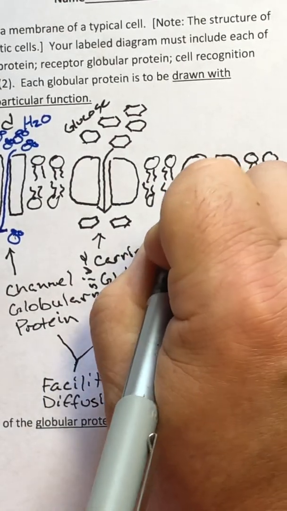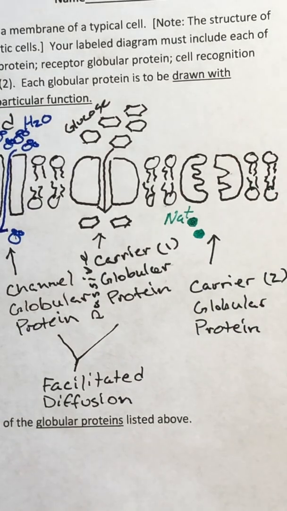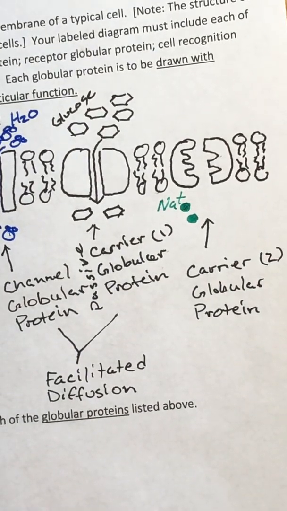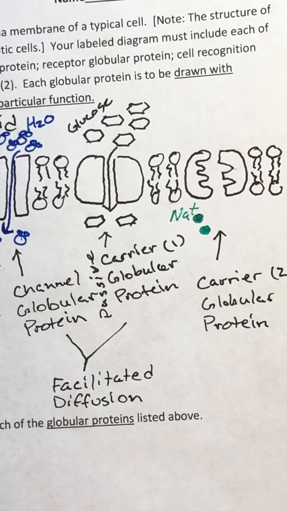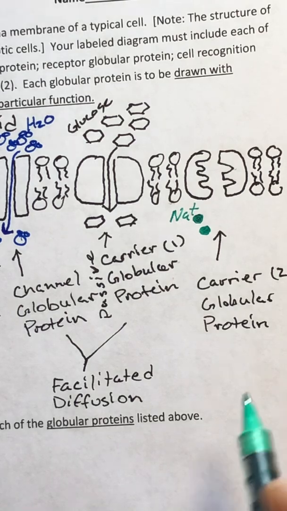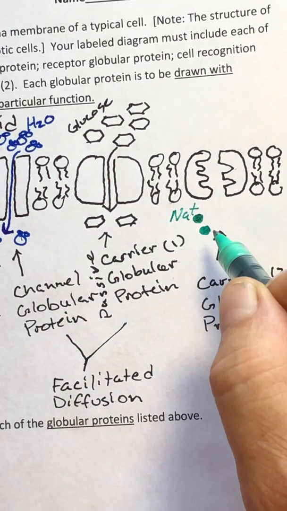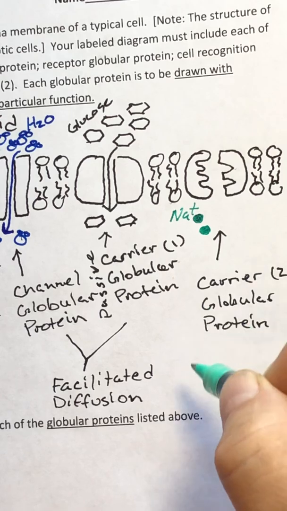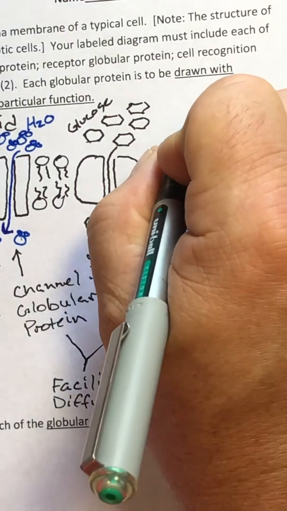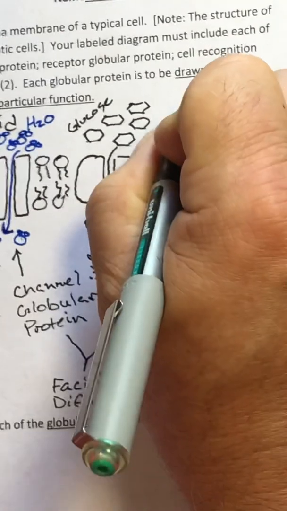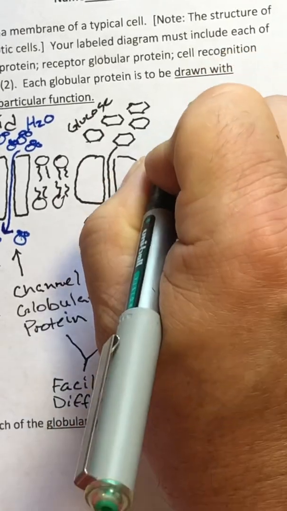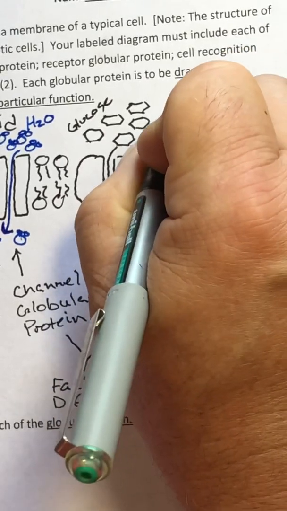And the thing that's different about this is this particular globular protein will use energy to kind of buck the concentration gradient. So it will actually move molecules from a lower concentration to a higher concentration using energy. So for example, here we don't have very many sodium ions inside the cell on the cytoplasm side, but we might have more, or a higher concentration, of sodium ions outside the cell.